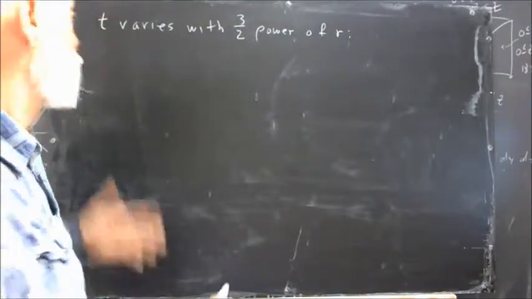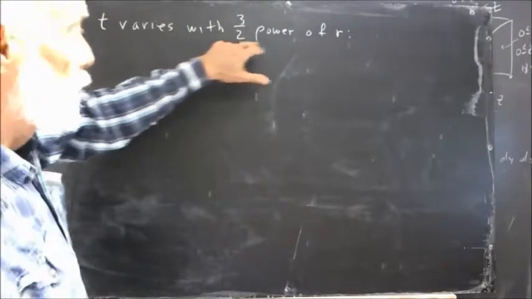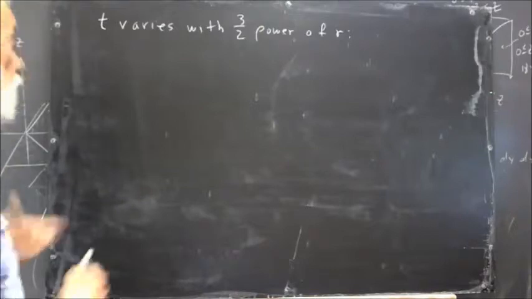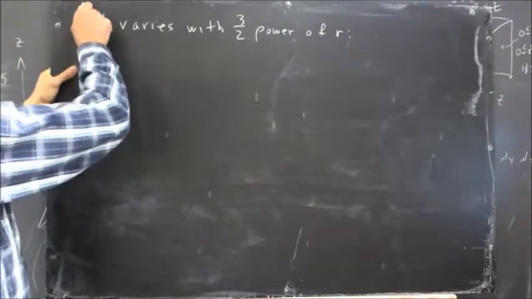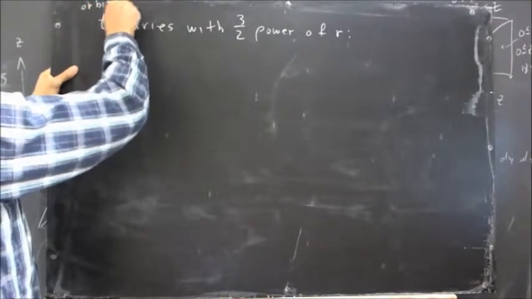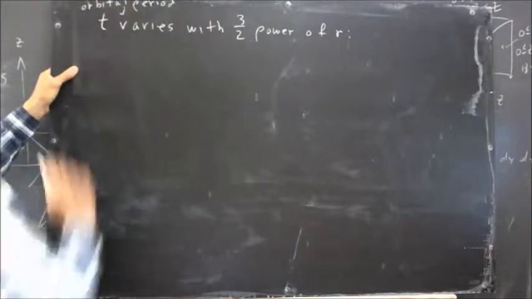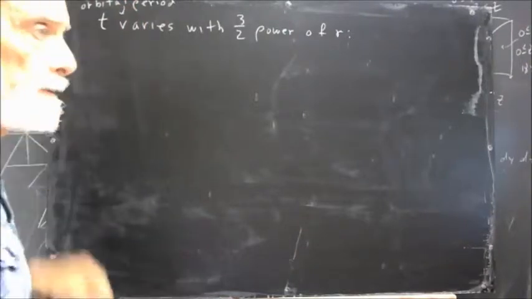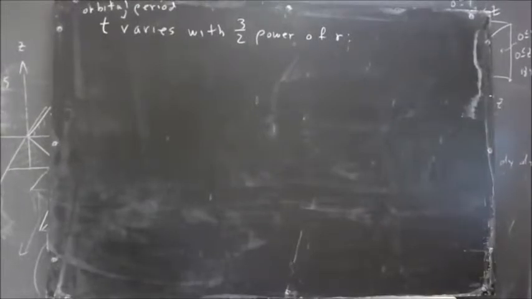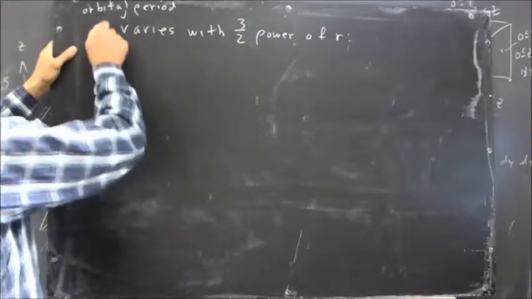In problem 6, we have the information that T varies with the 3/2 power of r. Now, T is the time for an orbit around a planet. We call that the orbital period. And just to be consistent with common usage, we usually use a capital T for that.